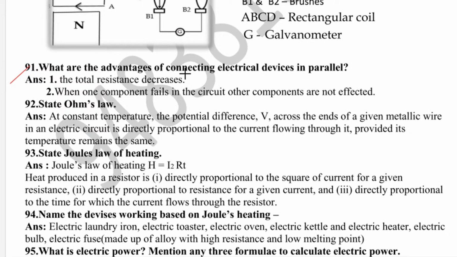What are the advantages of connecting electrical devices in parallel? The answer: Number 1, the total resistance decreases. Number 2, when one component fails in the circuit, other components are not affected.